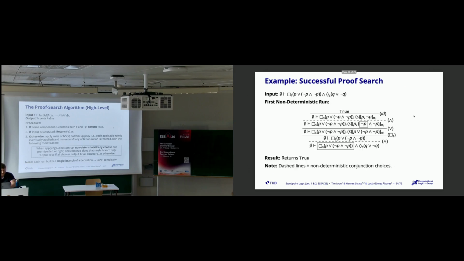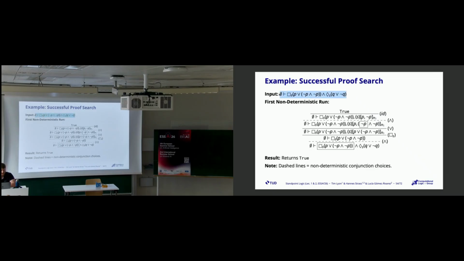So I've already talked a little bit about what happens when proof search fails a couple slides ago. When a saturated sequent is generated, then it falsifies the input. Let's talk now about what happens with successful proof search in this very special case where only branches are generated at a time. So I'm going to explain this by means of an example.